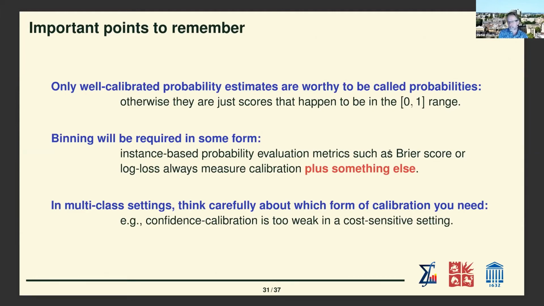And in multi-class settings, it is really important that you think, before you do anything, about which kind of calibration you need. So, for example, if you imagine that your misclassification costs are going to change, then just doing confidence calibration is too weak because it won't give you optimal decisions.